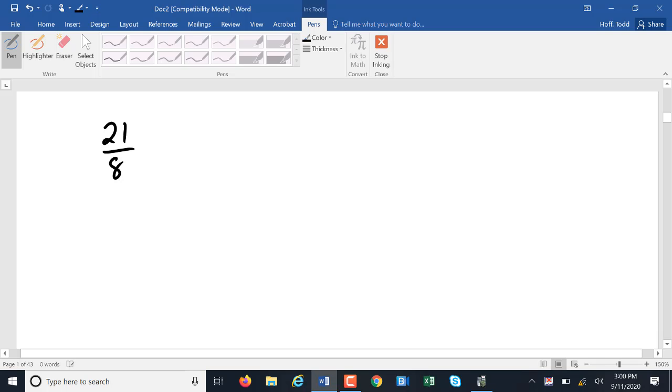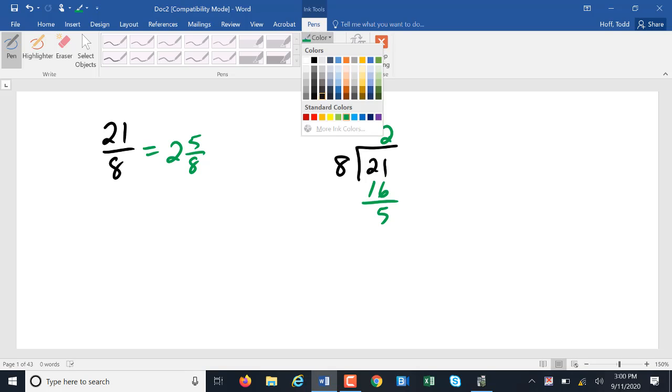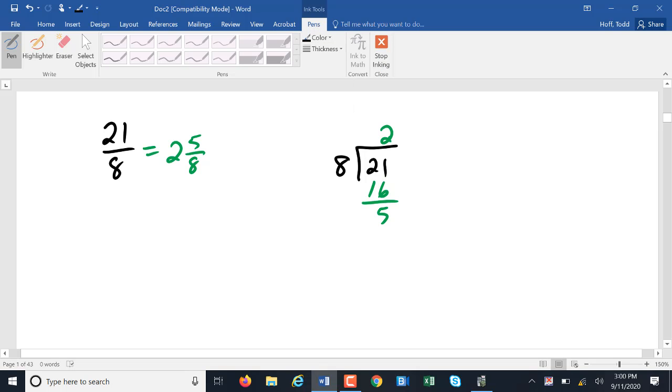We might have 21/8. So we'll do the same thing. 21 divided by 8. 8 goes into 21 how many times? Twice. 2 times 8 is 16. How much is left? 5. So that's 2 and 5/8. Very good.